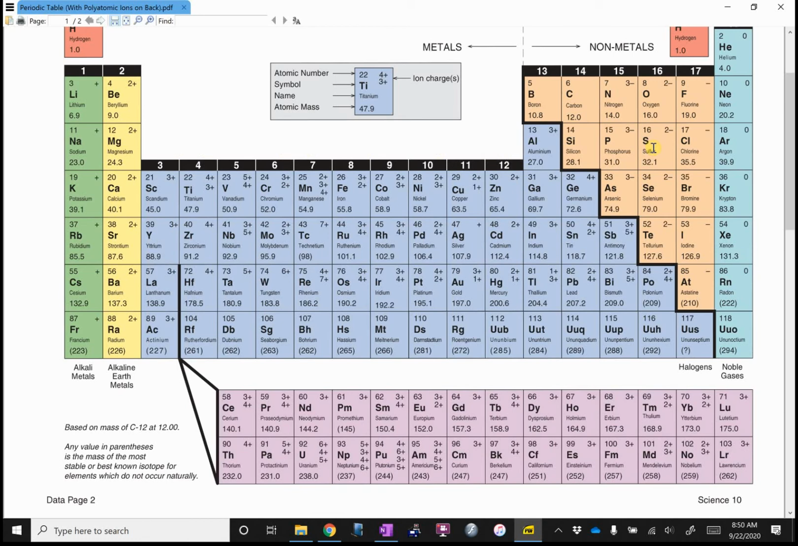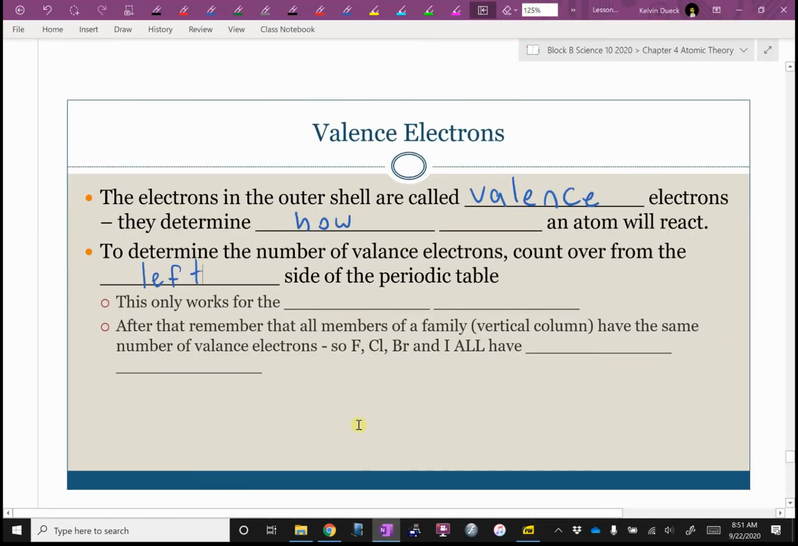Although this trick really only works for the first 4 rows or so, in here it just gets messy and yucky. The shells start to overlap. We're not going to look at that. You'll look at that in Chem 11 or Chem 12 if you end up taking that. So I wrote down here in your notes, this only works for the first 4 rows or so.